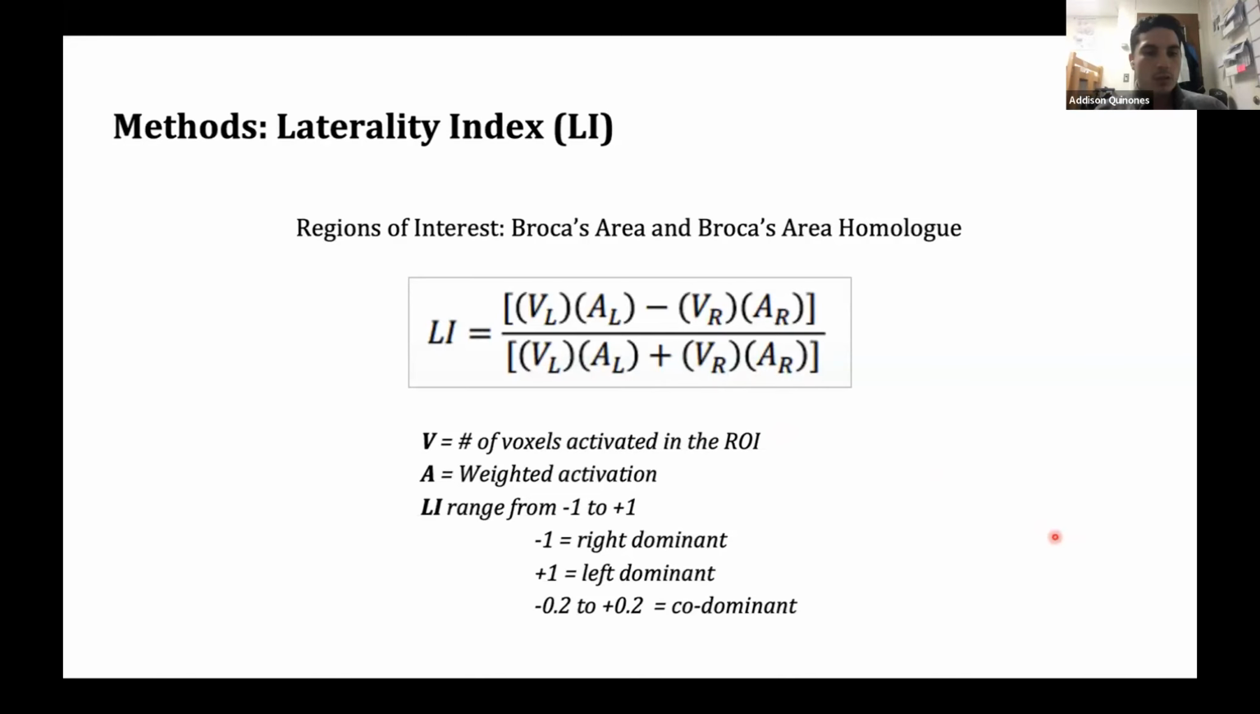This ranges from -1 to 1, with -1 indicating right dominance, +1 indicating left dominance, and any laterality index between -0.2 and +0.2 we consider to be codominant.